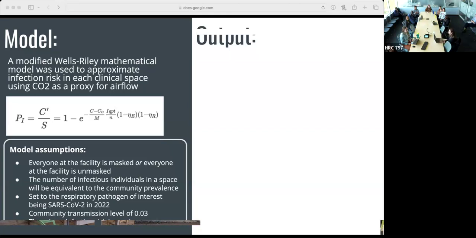So next, our output is a risk value ranging from 0 to 1, 0 being little to no risk, 1 being high risk.